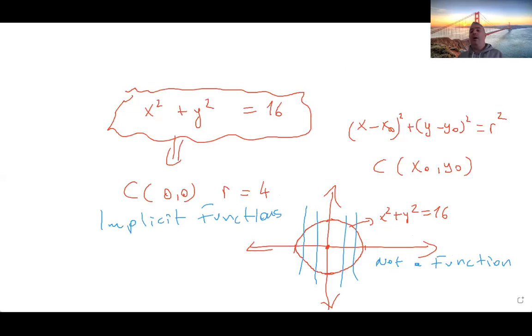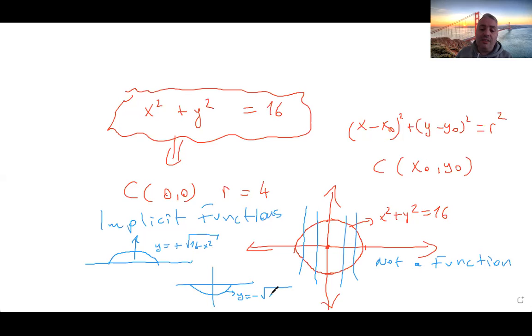So x and y depend on each other directly. And I can say this one. One part of the function, which is here, is y equal to the positive root of 16 minus x squared, and the other part of the function, which is here under the x-axis, is y equal to negative root of 16 minus x squared.